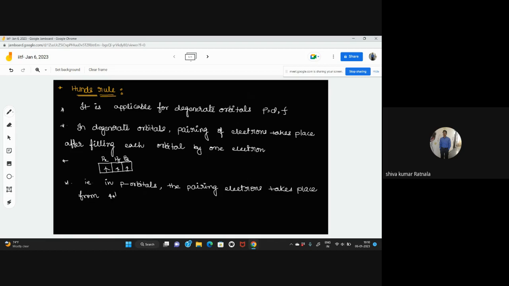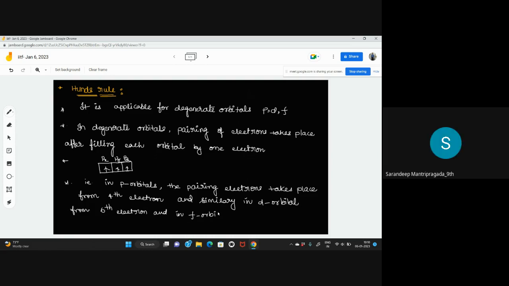from the fourth electron, and similarly in d orbital from the sixth electron, and in f orbital, I think the 10th electron. Eighth electron, no? Eight, sir. Because seven are there. Yes, very good.